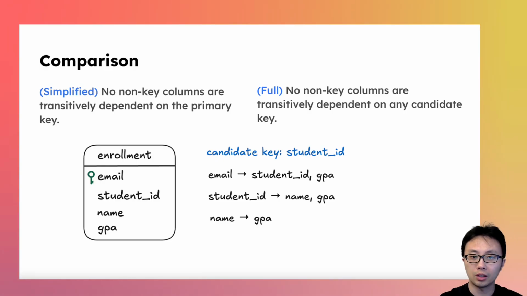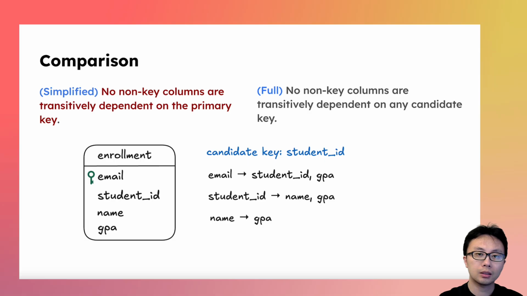Does this table violate the criteria of the simplified version of the third normal form? You can ask yourself, do you see any transitive dependency on the primary key? Nope. That said, it's perfectly valid in the eyes of the simplified version of the third normal form.